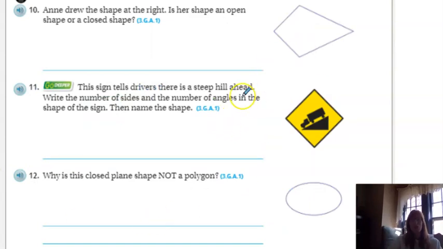All right, so we're moving on. And we have that Anne drew the shape at the right. Is her shape an open or closed shape? Hopefully you know that all those line segments form angles, so that is a closed shape.